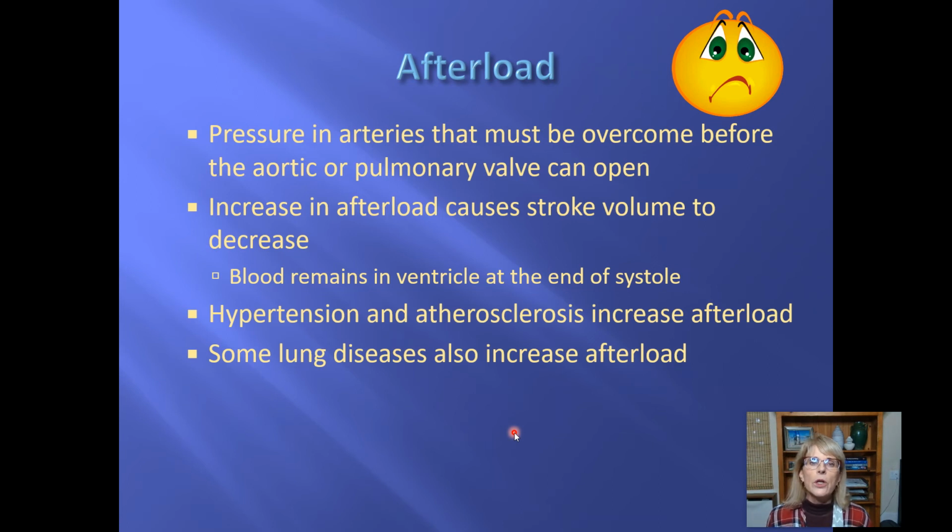Afterload. Afterload is the amount of pressure in the arteries that has to be overcome before the ventricle can even move 1 milliliter outward. Let me give you an example of that, okay? So let's imagine that I am blood and I want to leave the ventricle. Now I'm blood and I'm ready to leave the ventricle.